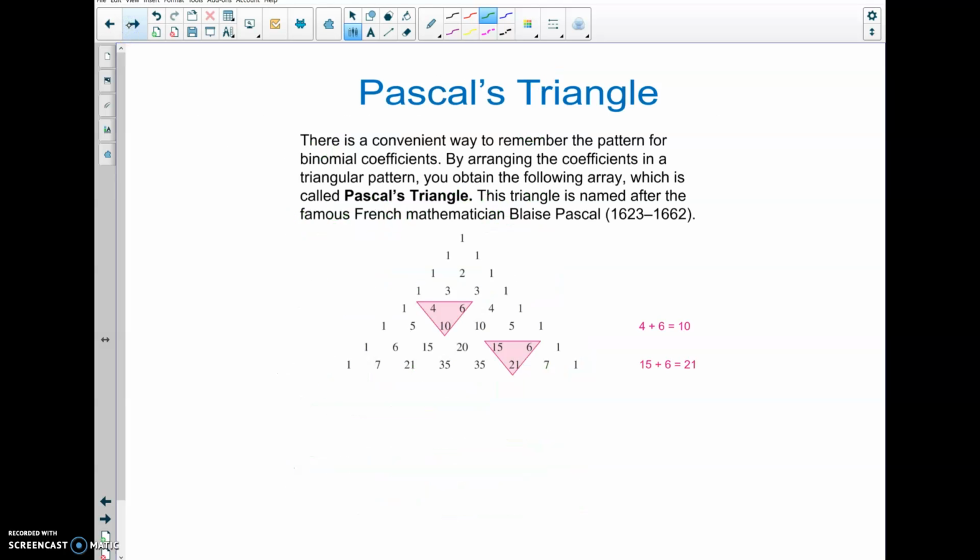Alright, Pascal's triangle. Blaise Pascal came up with this triangle here. Let's take a minute and look at this. So, it's arranged in a triangle, and the number comes from adding the previous two right above it. So this is what the triangle is here. 4 plus 6 is 10. 10 plus 5 is 15. 15 plus 6 is 21.